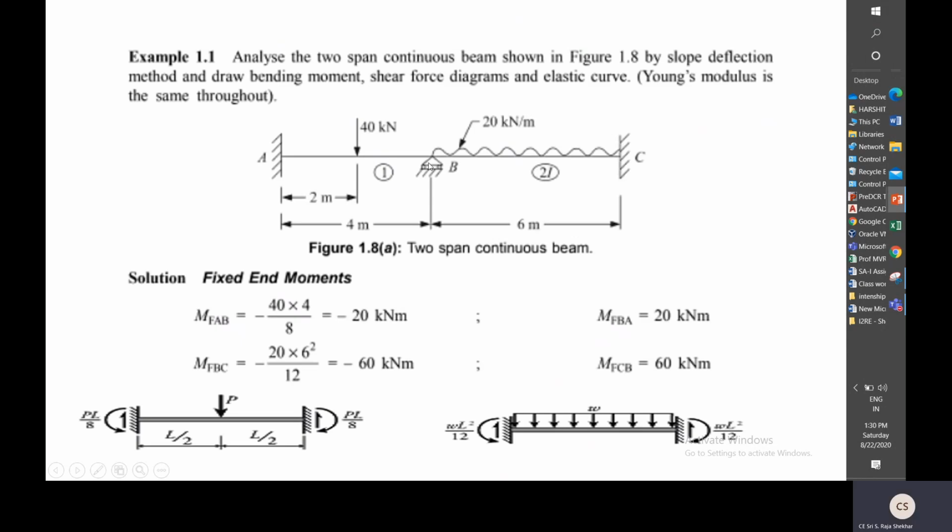For member AB, this is the span AB or member AB. For the span AB, I'm writing the slope deflection equation. At A, suppose slope is 0 and deflection is also 0. Why? Because here a fixed support is there. For fixed support, slope is 0 and deflection is 0. That means theta A is equal to 0 and delta is equal to 0. For support B, the slope will be there, but deflection is 0. Theta B will be there, but delta is equal to 0.